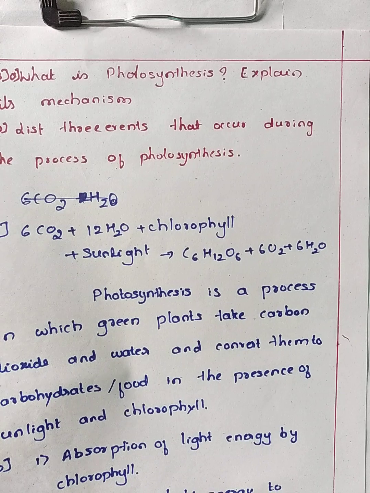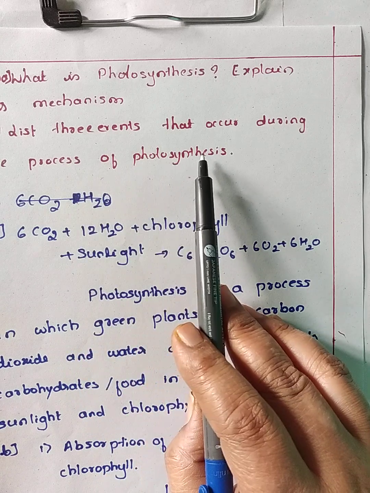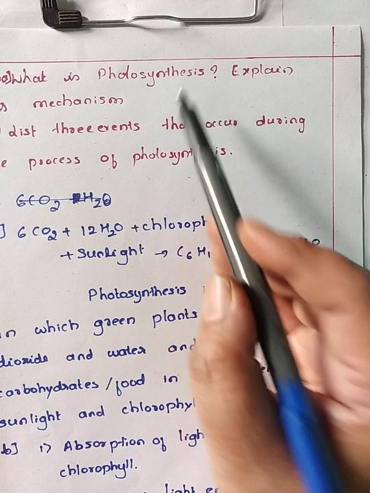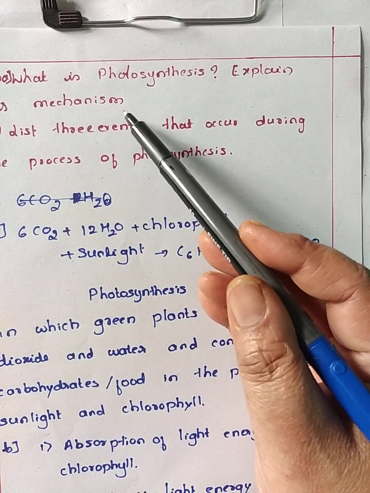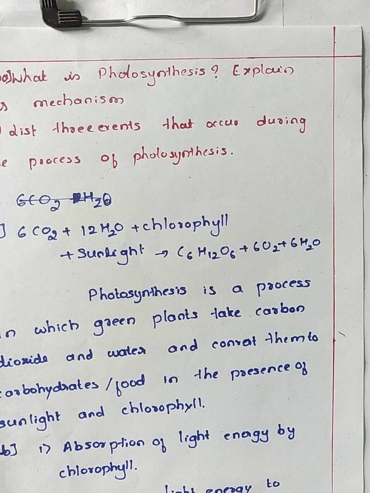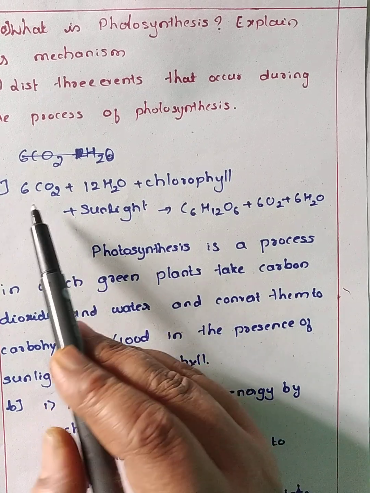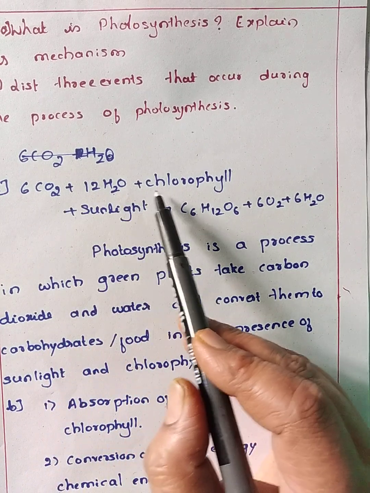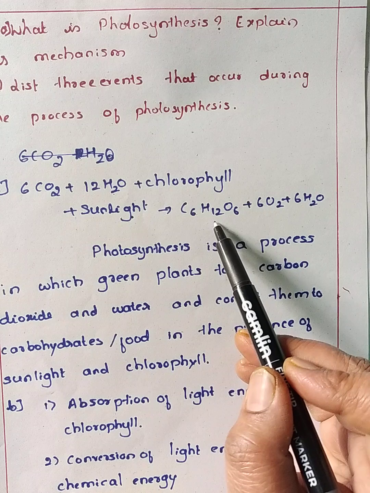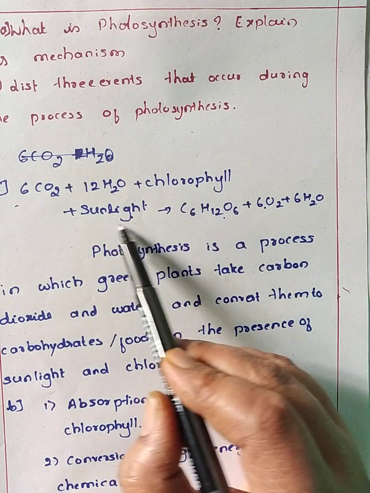What is photosynthesis, explain its mechanism and list the events that occur during the process of photosynthesis. Suppose only the definition of photosynthesis is asked, you may write a definition. Otherwise, if the mechanism is asked or what events are taking place in photosynthesis, you have to write all this. So first we will see what reaction takes place during photosynthesis. CO2 plus water in the presence of chlorophyll and sunlight gives C6H12O6, this is glucose or carbohydrate, and oxygen and H2O. These are the reactants and these are the products.